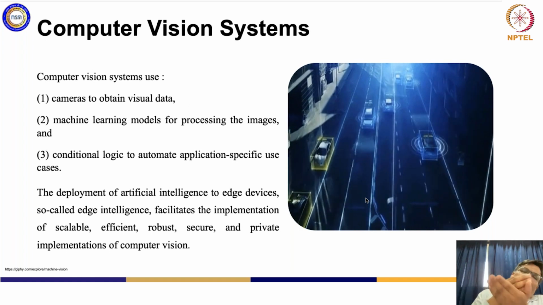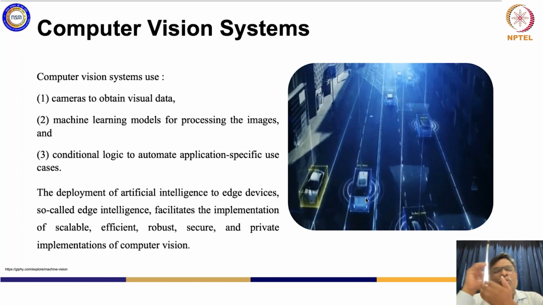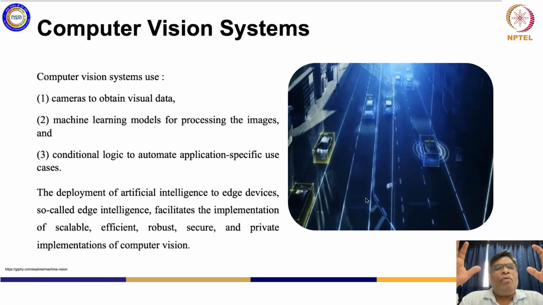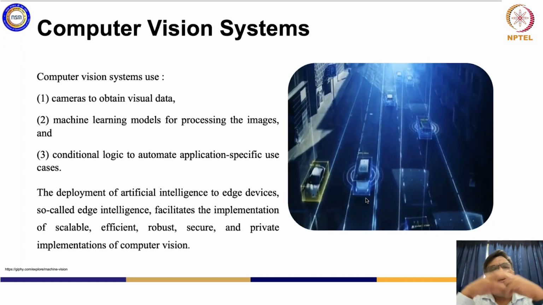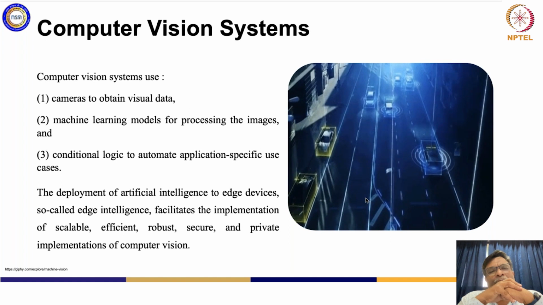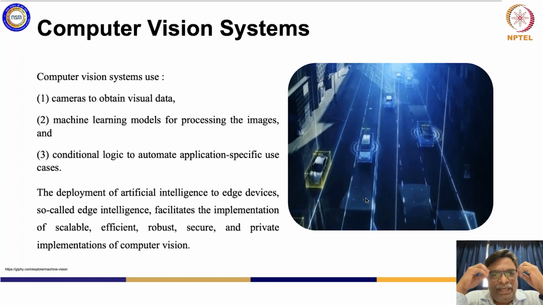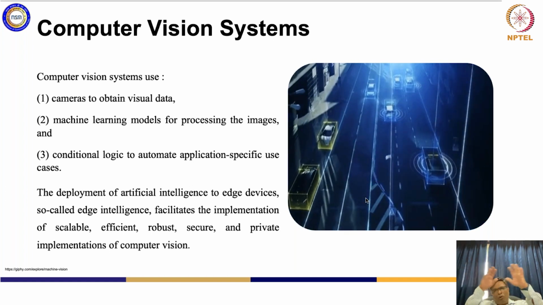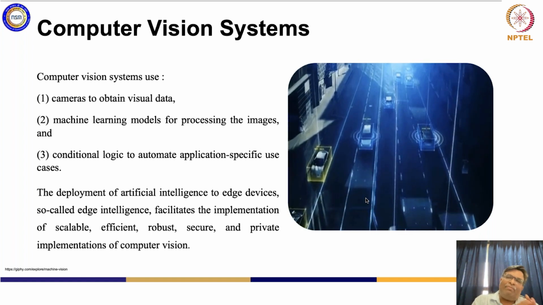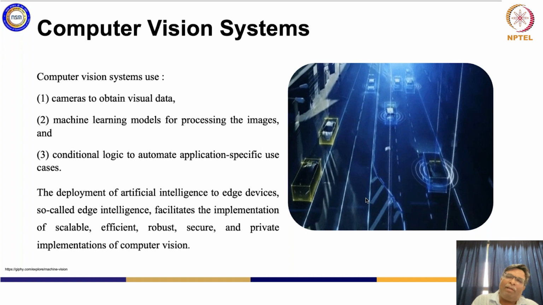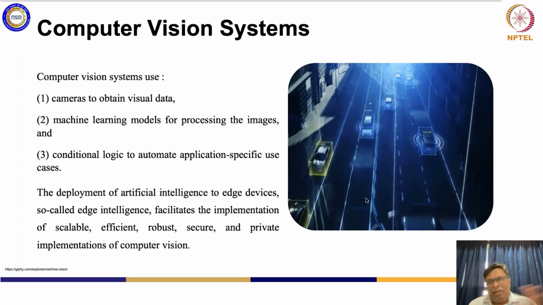So these can be images, these can be 3D models, these can be a point cloud, and so on and so forth. Okay, so this is how you are going to develop your system. Now these systems will also use conditional logic to automate application-specific use cases. So this basically means that you will have to develop an automated application, and for each of these you will have to develop a specific logic or a business logic, and then come up with your own computer vision system doing XYZ application, right?